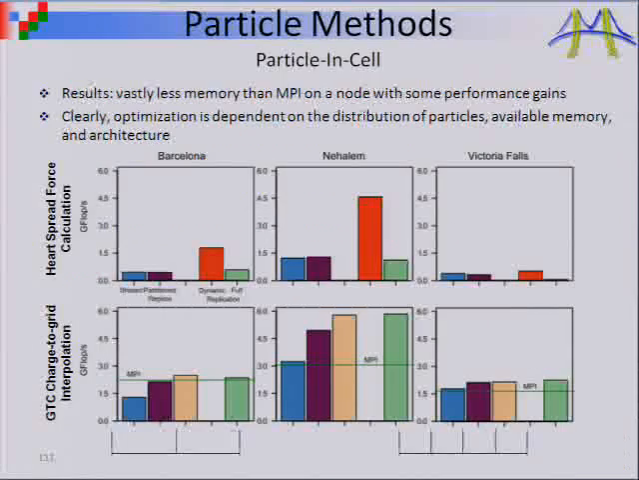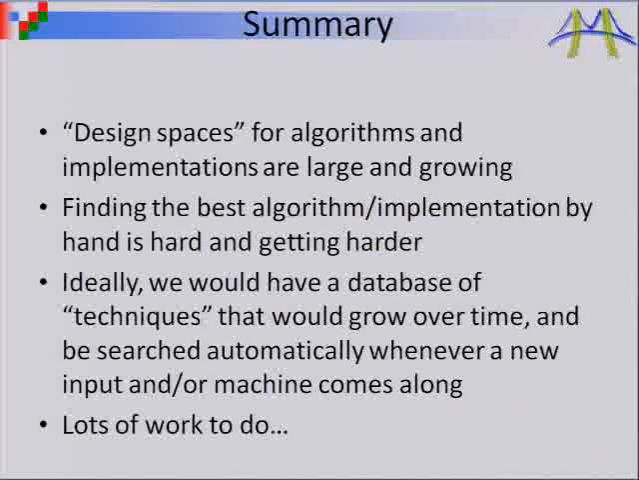And so let me just go to the end and say summary. The design spaces for all of these algorithms and their implementations are very large and they're growing. Finding the best algorithm and its implementation by hand is getting to be a hard thing to do. And so ideally, what I'd like to figure out how to do is to have a database which has mathematical ideas in it and computer science ideas.